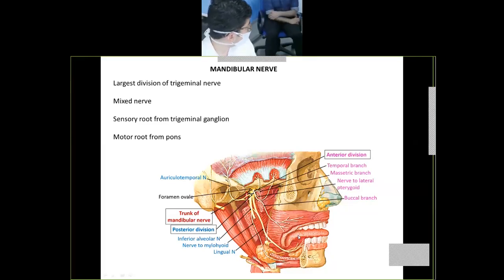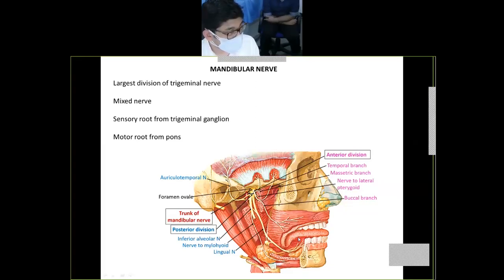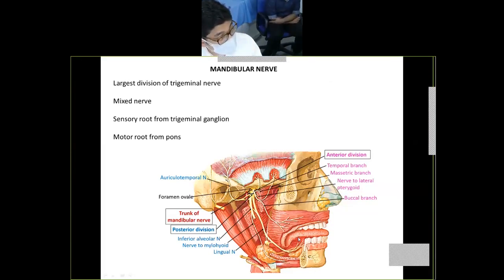Ganglion. This parasympathetic part, the parasympathetic, there are four ganglions. The parasympathetic ganglion. See, parasympathetic is what type of flow? This is craniosacral outflow. Craniosacral outflow. Okay, what is the function?